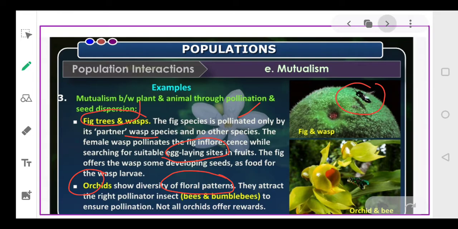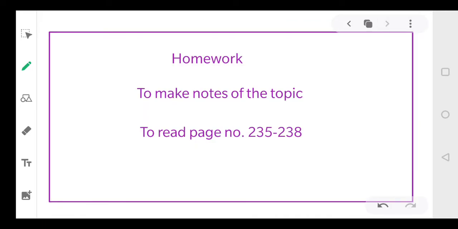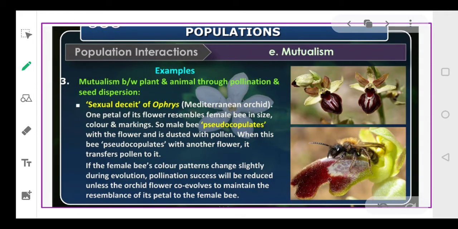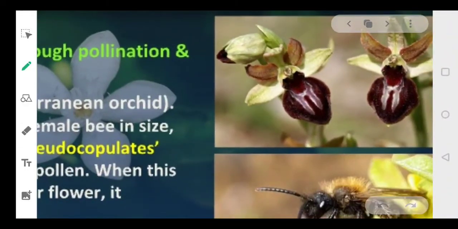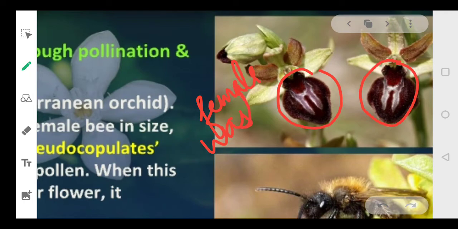Now this special case that I need to discuss is the sexual deceit that has been observed in Mediterranean orchids. Okay, it's a special case. In the case of Mediterranean orchids, which are called Ophrys, if you look at this flower, this is the Mediterranean orchid. Now just look at the shape of the flower. The shape of the flower resembles the female wasp.